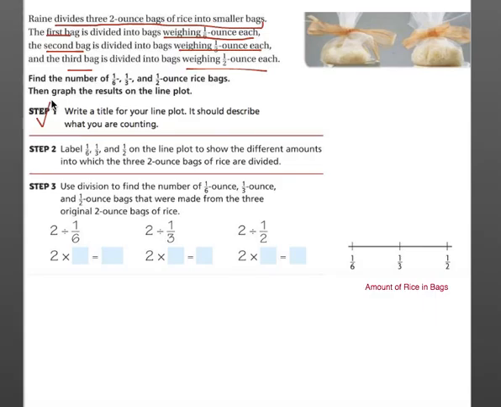The next thing that we do is we have it labeled already for us, so that it's labeled 1/6, 1/3, and 1/2.